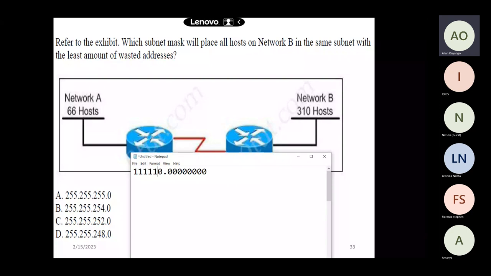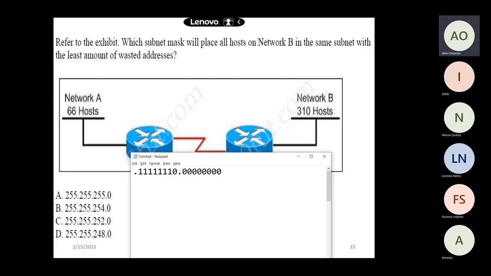1, 2, 3, 4, 5, 6, 7. Those ones are actually 8 bits. We add another 8, then another 8. And by reserving, we know that those that are reserved are always at the end. Fill the rest with ones. And there you have your subnet mask.